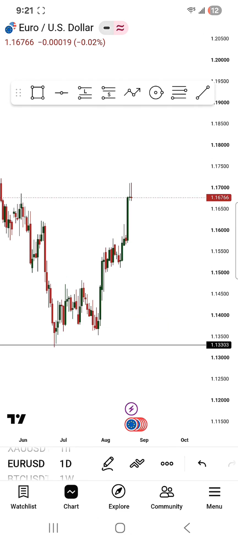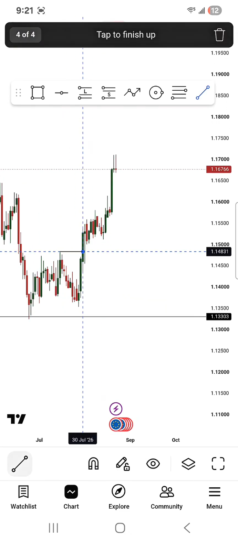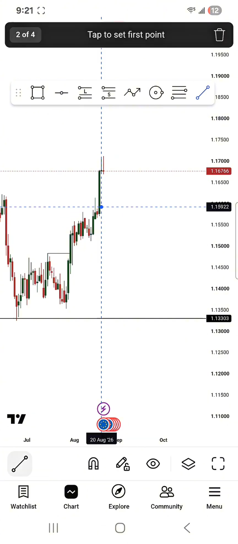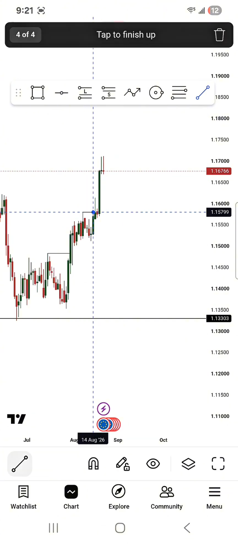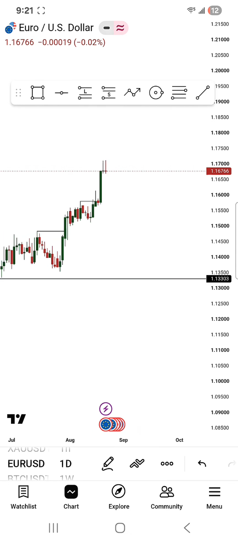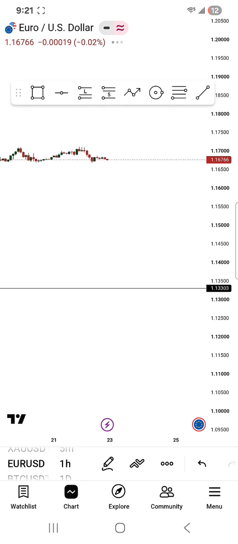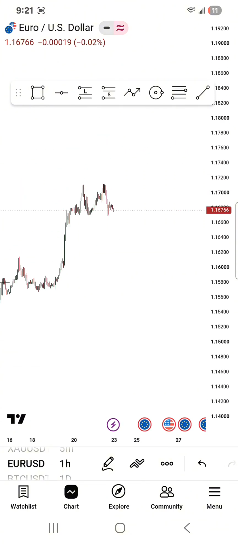All right, so when I went to the daily time frame, I saw that price has just created a change of character and also a break of structure to the same direction. That tells me that my bias is what? Bullish. All right, so having known that my bias is bullish, I quickly go to the 1 hour time frame to mark out my bullish order block.